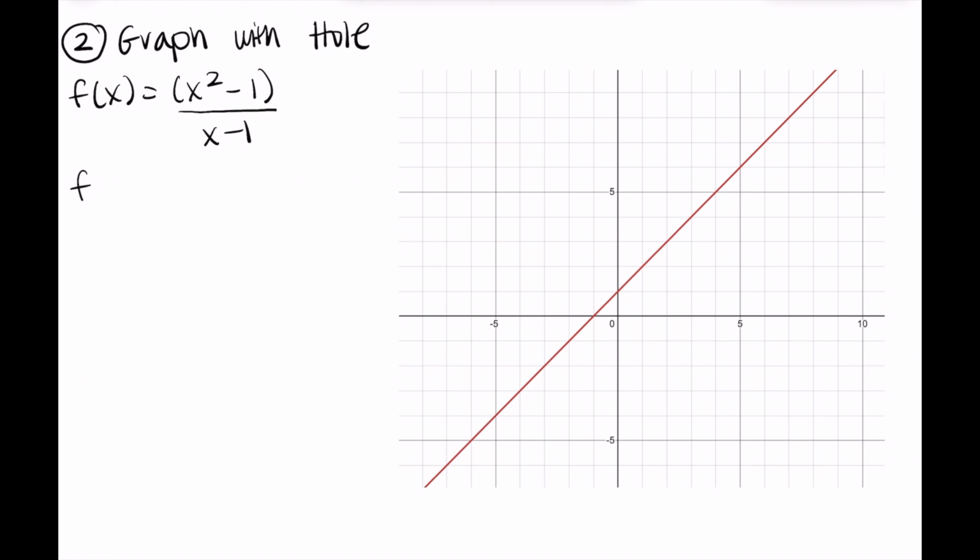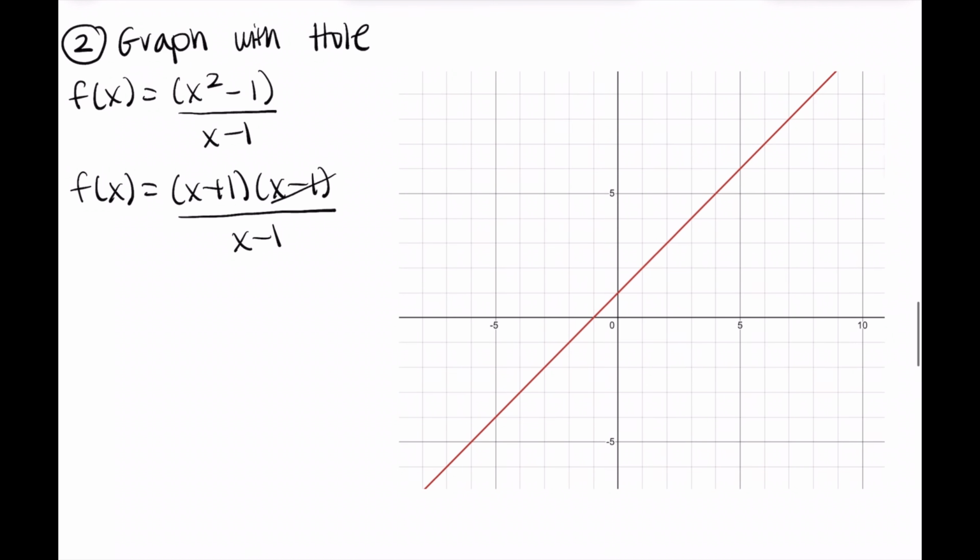Before we dive into any limits here, let's first simplify our function. We know that x squared minus 1 is the difference of two perfect squares. So that would break out into x plus 1 and x minus 1. When we do that, we see that we have x minus 1 terms on both the top and the bottom, so we can cancel those out. And when we do that, we get that f of x equals x plus 1, where x cannot equal 1. And now we can start and find the limit.